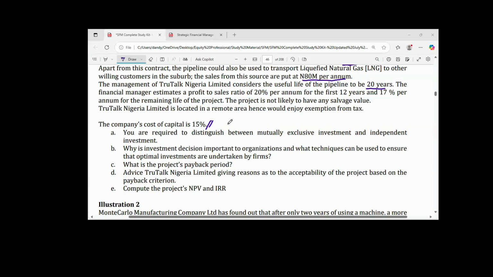Number B, why is investment decision important to organizations, and what techniques can be used to ensure that optimal investments are undertaken by firms? I want you to answer this question. I won't say it. I want you to answer it. We've been saying it from day one, right from the period we started cost of capital till last week. We mentioned that particular thing. So I need one of you, if you know it, please raise your hand. We have just 1 minute to answer this. Why is investing decision important?